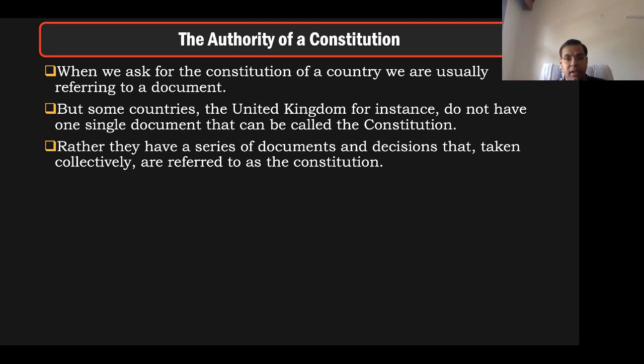So whatever has been taken collectively is referred to as the Constitution of India. So a series of documents and decisions, taken collectively, are referred to as the Constitution of India.